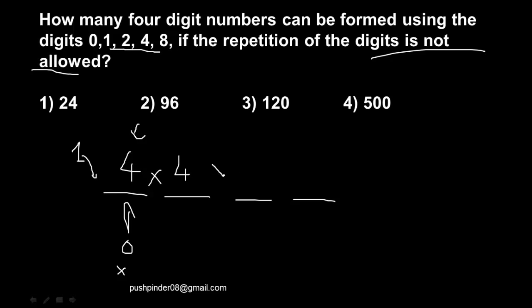Now how many numbers are left? There were 5 numbers, 2 numbers have gone, so 3 numbers are left here, and over here 2 numbers are left. So your answer is 4 times 4 times 3 times 2, which is 16 into 6, that is 96. I hope everyone is understanding this question. It's an easy question, but you have to be careful.